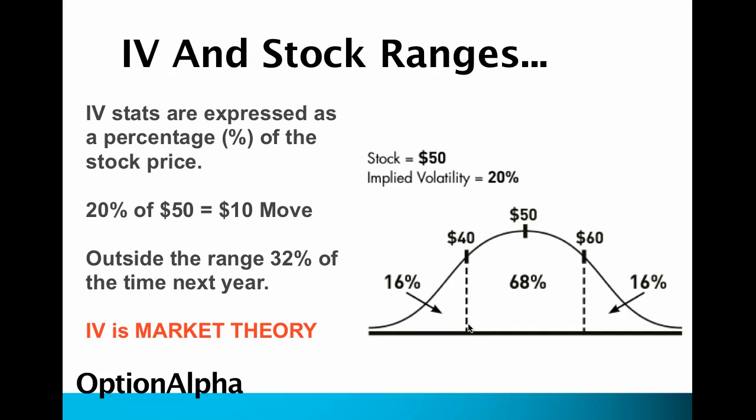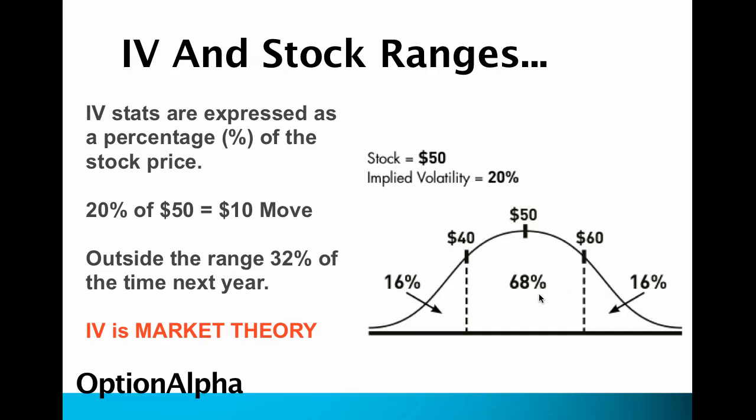So basically what that means is that 20% is going to capture 68% of the probability movement in the underlying stock. So again, just listen to me say this again: an implied volatility reading of 20% is going to capture 68% of the movement overall of the stock for the year. So 68% of the time over the next year, the stock is likely to move between $40 and $60. So again, $10 in either direction, a 20% move in either direction, 68% of the time.